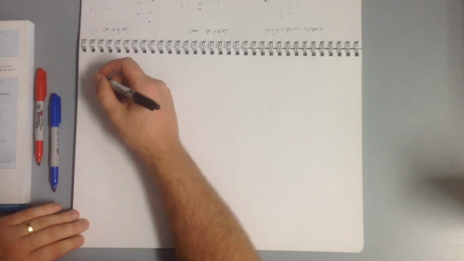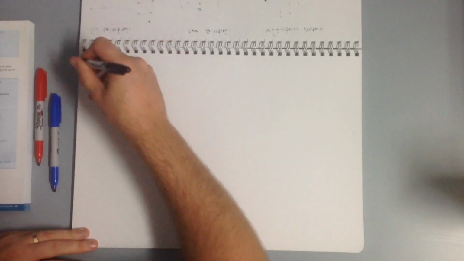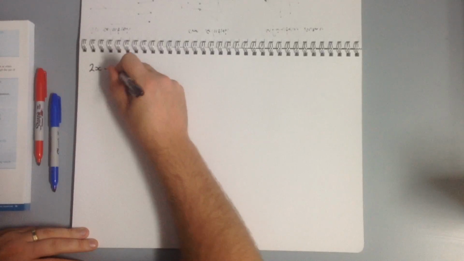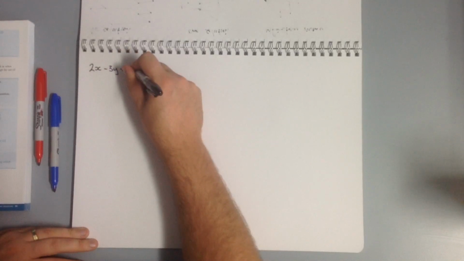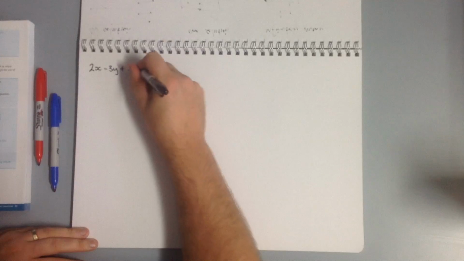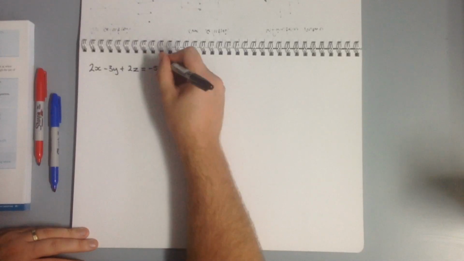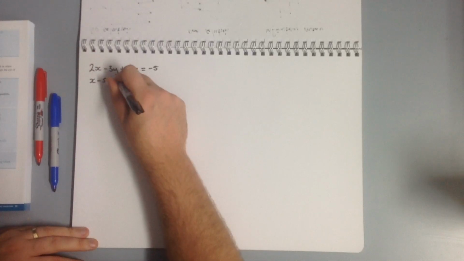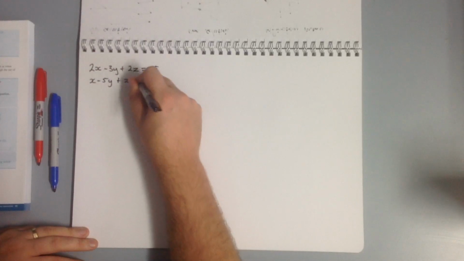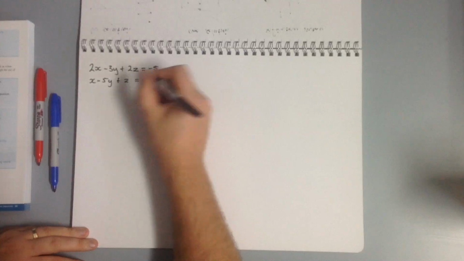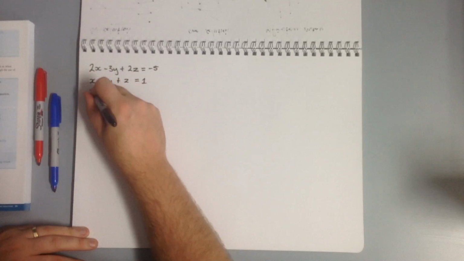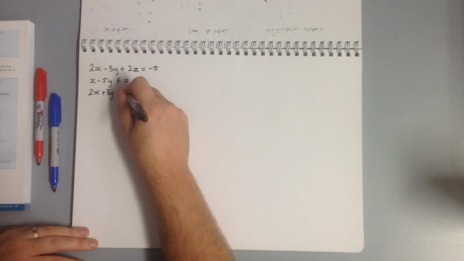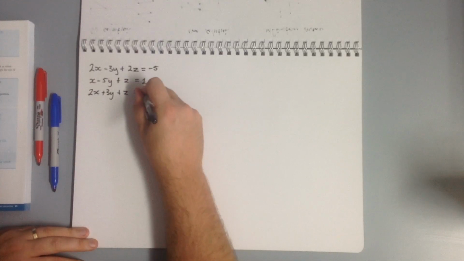Okay, so what we've got is the following set of equations. 2x take 3y plus 2z equaling minus 5. We've got x minus 5y plus z equaling 1. And we have 2x plus 3y plus z equaling minus 2.